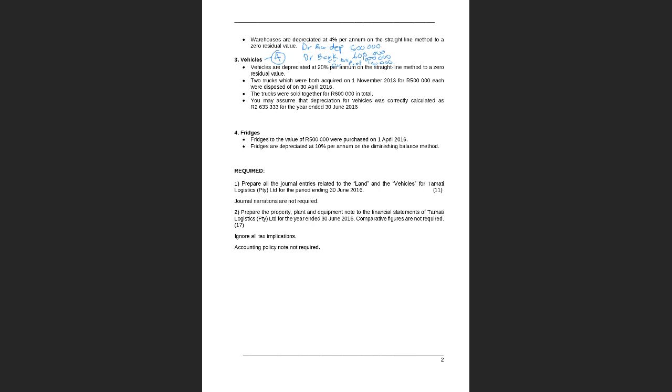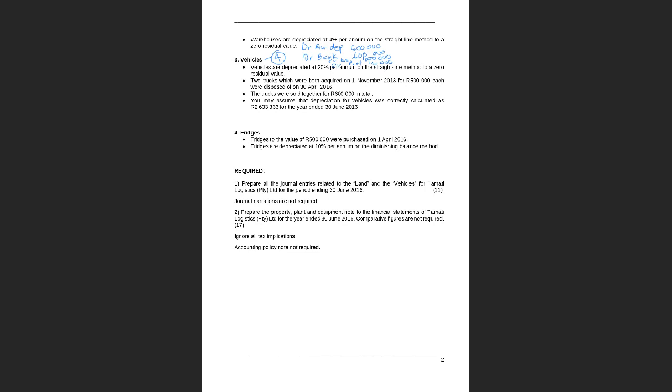Okay, so please look at this journal entry very carefully. I'm just quickly looking at some of the responses in the chat. Okay, and you need to have your journal like this. So remember, whenever there's a disposal, you need to have four elements in your journal entry: the accumulated depreciation, the cost price of the asset, your proceeds, and your profit or your loss. Okay, so all of those must be included in your journal entries.